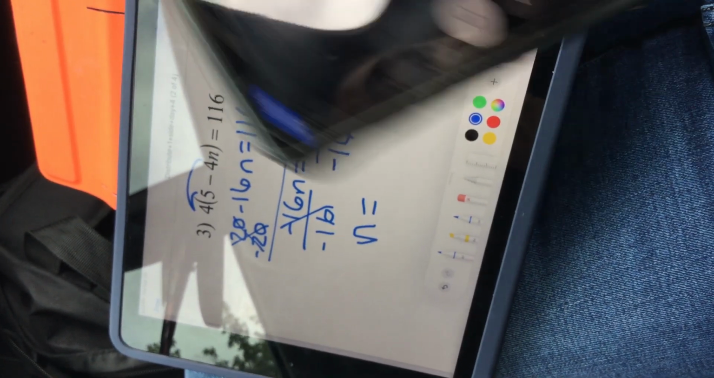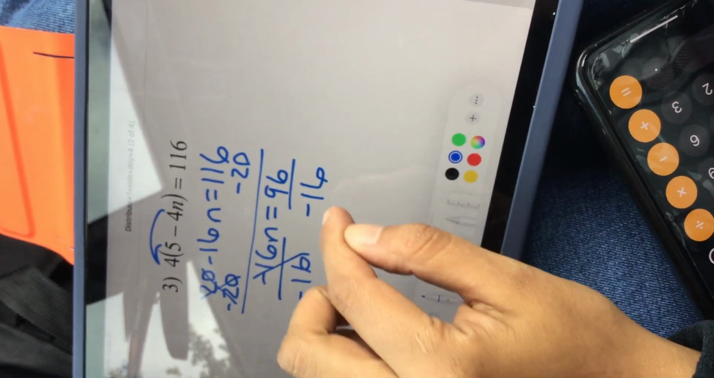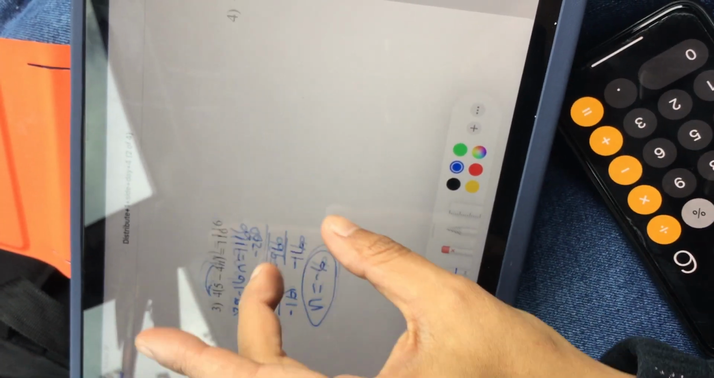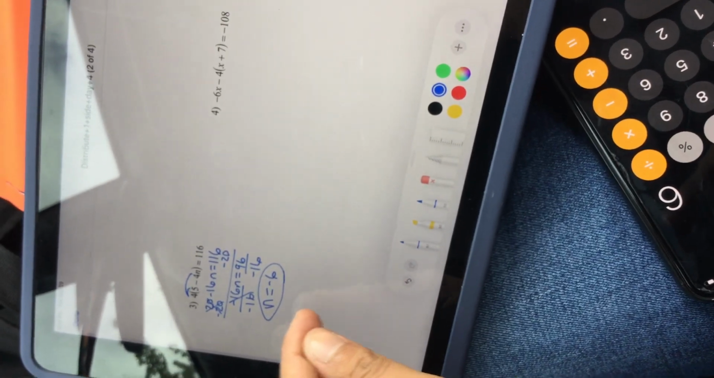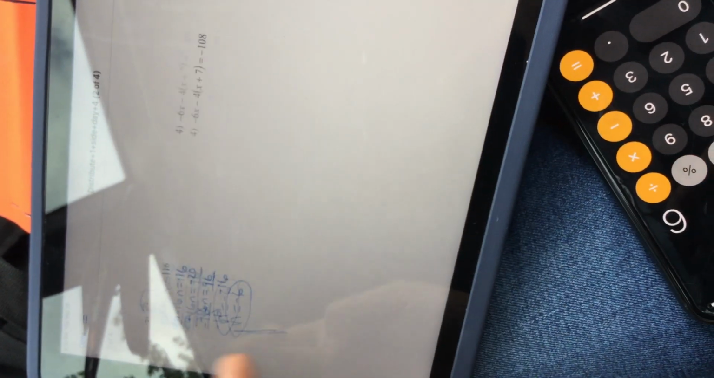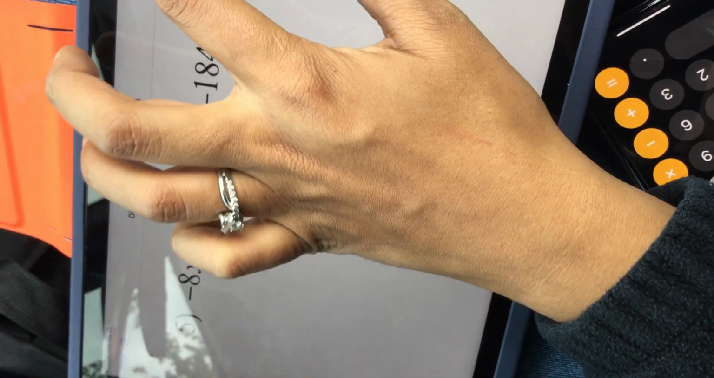96 divided by that negative 16 is going to be negative 6. I know I'm going kind of fast, so if you need to, pause the video to get caught up. That's okay. Okay, number 5, same thing.